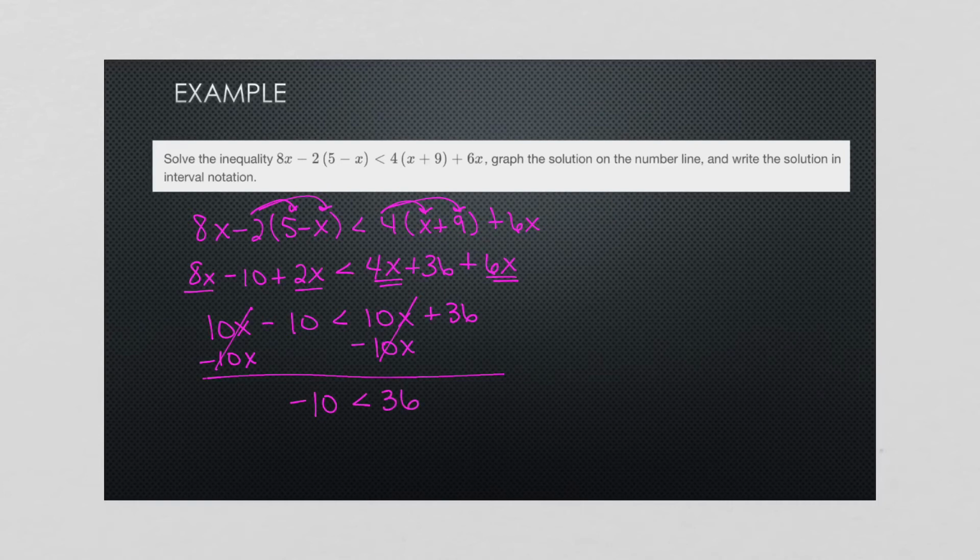Is that a true statement? Yes. Negative 10 is less than 36. So your solutions would be all real numbers. And to graph that on a number line, it would be something like this. You don't even have to put a circle anywhere because your solution is all real numbers. And the yellow line represents every single number on the number line. So no matter what number you chose for x, it would work here.